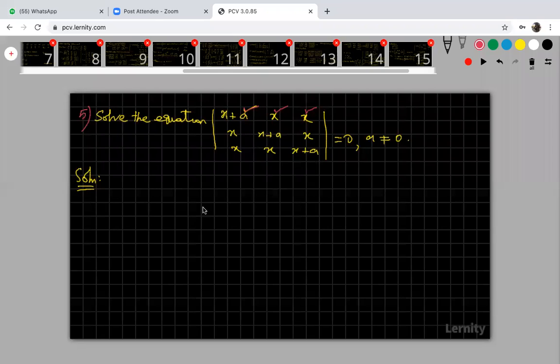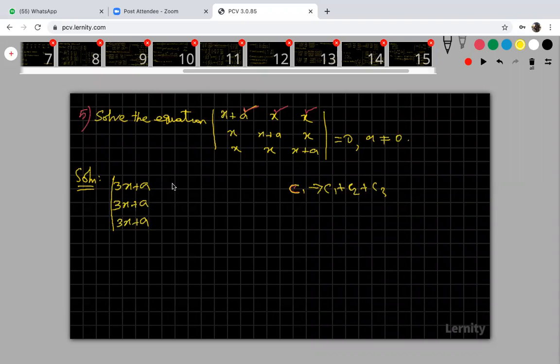I am going to apply column operation, my C1 as C1 plus C2 plus C3. Why, sir? Suppose you apply C1 plus C2 plus C3: x plus a plus x plus x is 3x plus a. So I am going to apply C1 plus C2 plus C3, adding all these three and writing it in C1. So this is also 3x plus a. This is also 3x plus a.